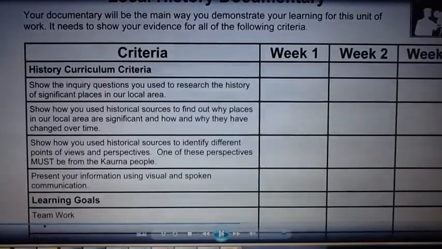It says inquiry question first. Have you used an inquiry question in your movie? Yes. What is your inquiry question? Why is Onkaparinga River the Women's River?